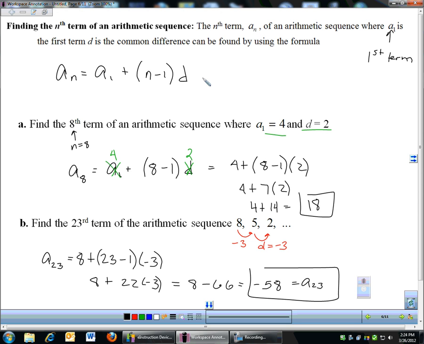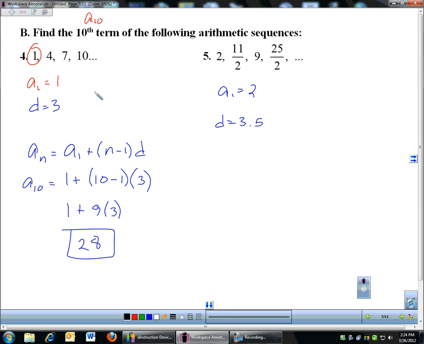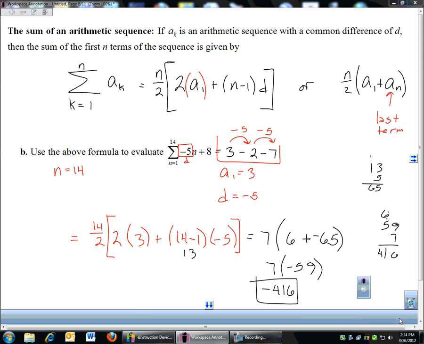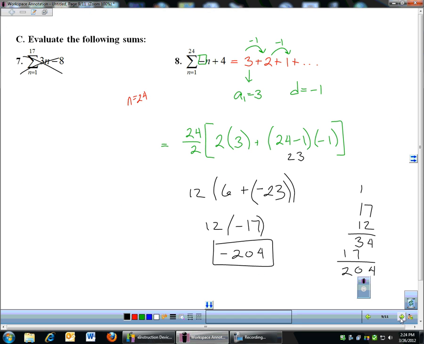Formula for finding the nth term. What else do we do right there? Finding the 10th term and finding the sum of them. So that's everything there is.